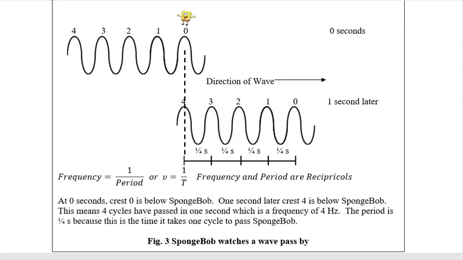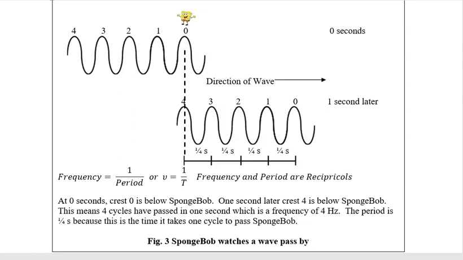So as you can see, from crest 0 to crest 1 would be 1/4 of a second. Crest 1 to crest 2 would be another 1/4. 2 to 3 is another 1/4. And 3 to 4 is another 1/4. That's a total of 1 second for the 4 cycles to happen. Remember, it's not how many crests passed him, it's how many cycles passed him. So it's from one cycle, one crest to the next. And that's called the period. And the period is simply the reciprocal of the frequency. So if the frequency is 4, then the period is 1/4.